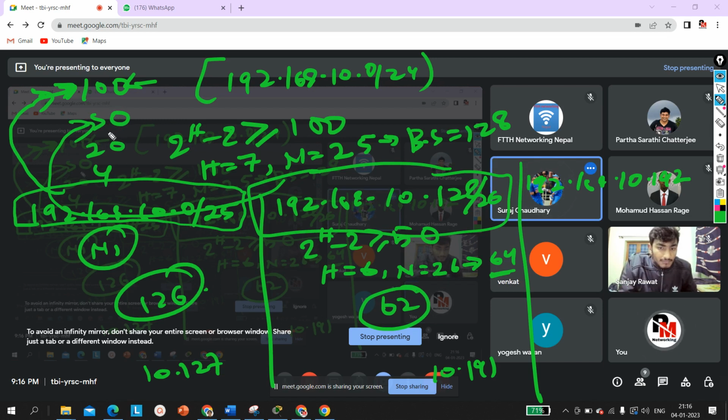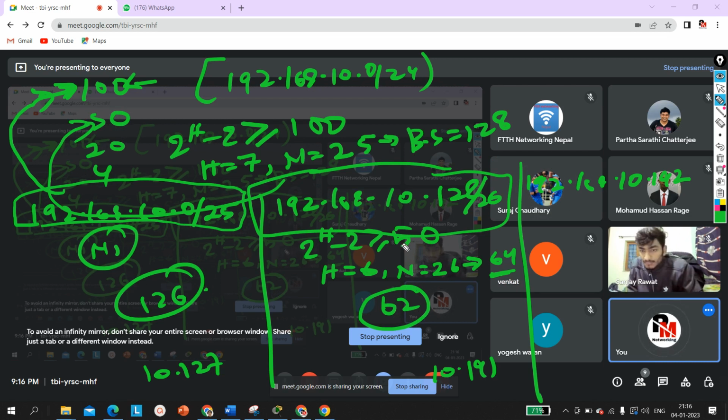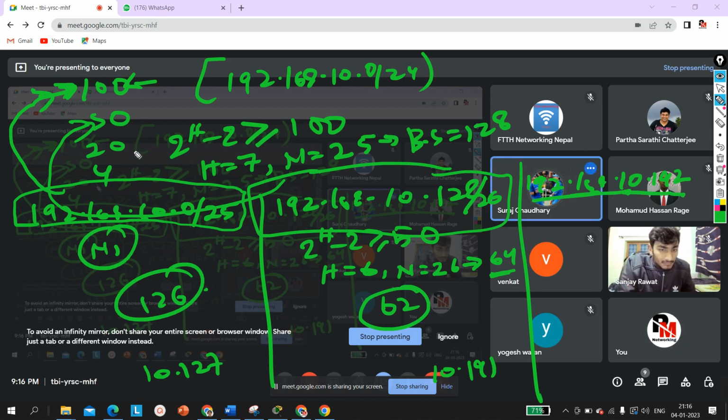So we are wasting only 10, right? That can be manageable, and it can be used in future. From this network, this one is still free. So here I can use it for department 3 or 4.